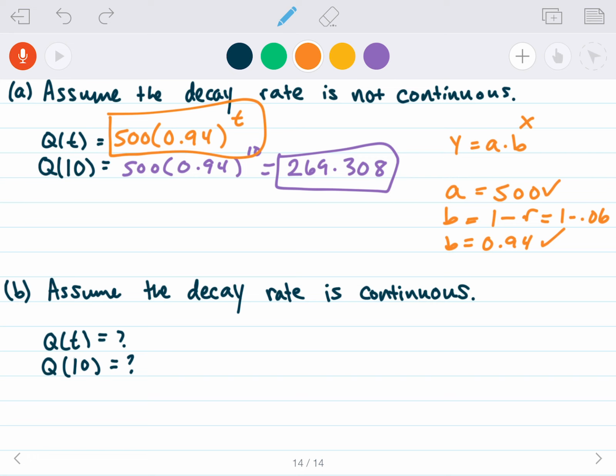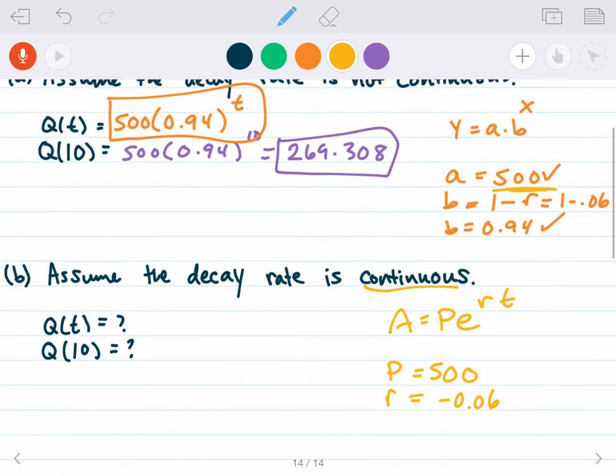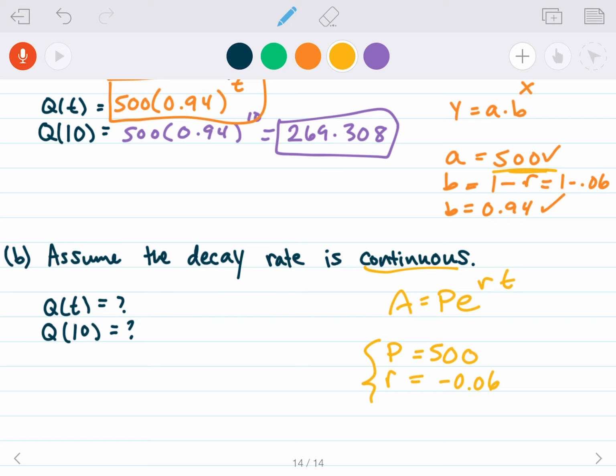So now we're assuming that it's continuous, and again, that key word tells me that I need to use the formula A is equal to P e to the RT. Now, P is our initial value, and it's the same concept as before. It's going to be 500. Our R is going to be our decay rate, so it's going to be 0.06, but we're going to attach a negative to it because remember, with the continuous case, we attach a negative to our R. All right? And that's it. That's what we need for the formula.